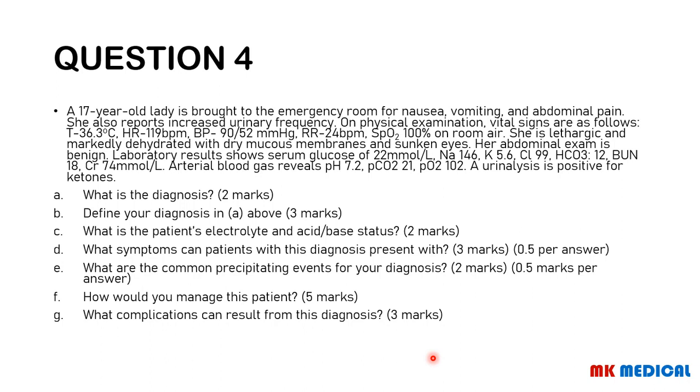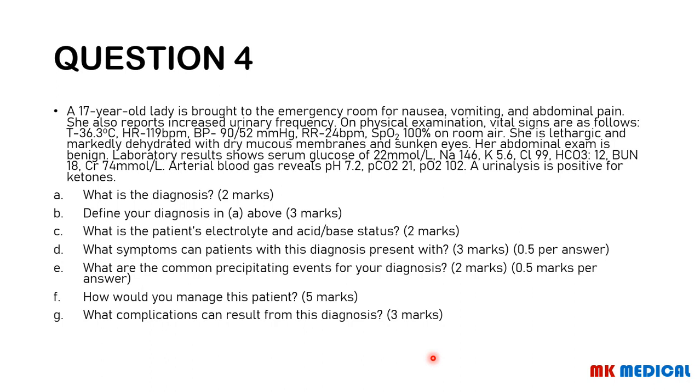She is lethargic and markedly dehydrated with dry mucous membranes and sunken eyes. Her abdominal examination is benign. Laboratory results show serum glucose of 22 millimoles per liter, sodium 146, potassium 5.6, chloride 99, bicarbonate 12, blood urea nitrogen 18, creatinine 74. Arterial blood gases reveal pH 7.2, partial pressure of carbon dioxide 21, partial pressure of oxygen 102. A urinalysis is positive for ketones.